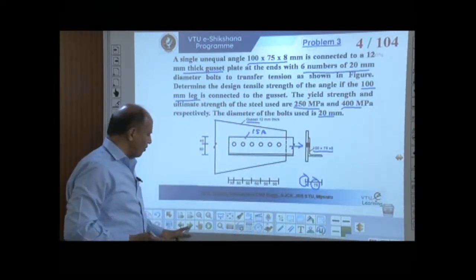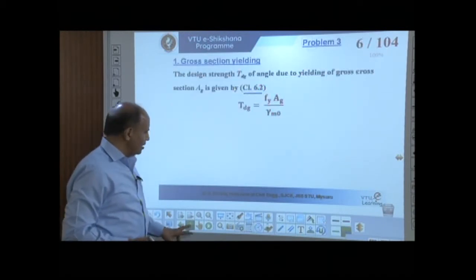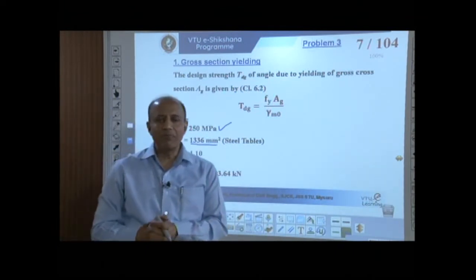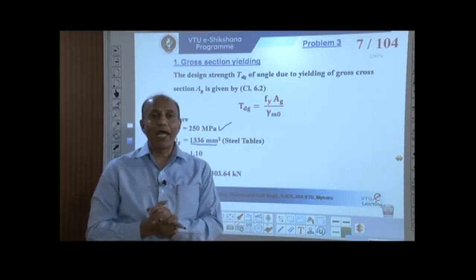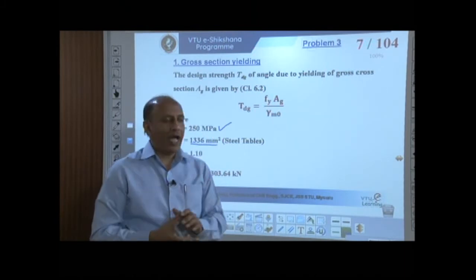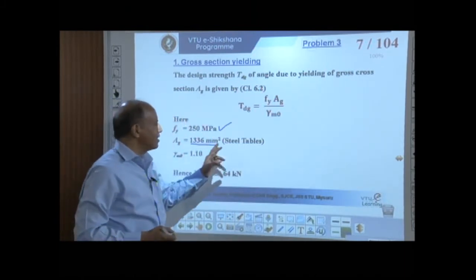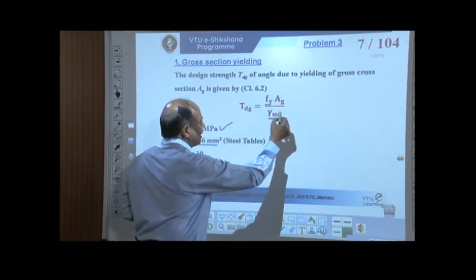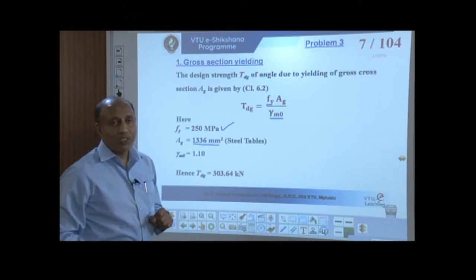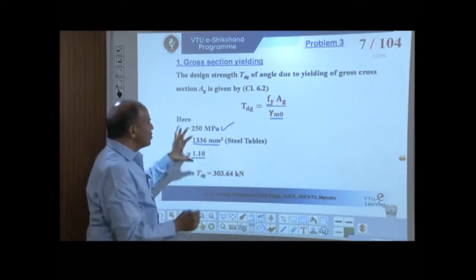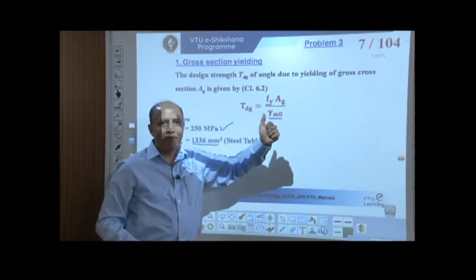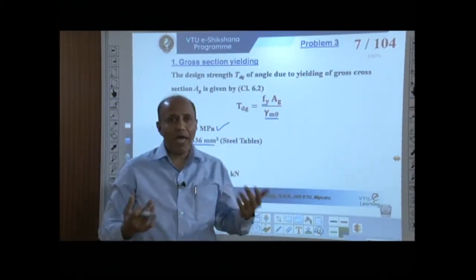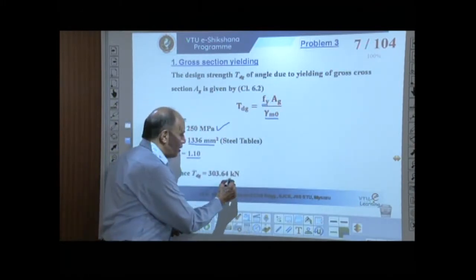If you open your steel tables, you can easily get this value from the steel tables with respect to the unequal angle 100 by 75 by 8, and the value of area is 1336 millimeter square. Whenever you talk about gamma m0, it is 1.10. All you are supposed to do is substitute these numbers, simplify and get the value. Obviously, you will get the value in newtons; I am expressing it in kilonewtons.